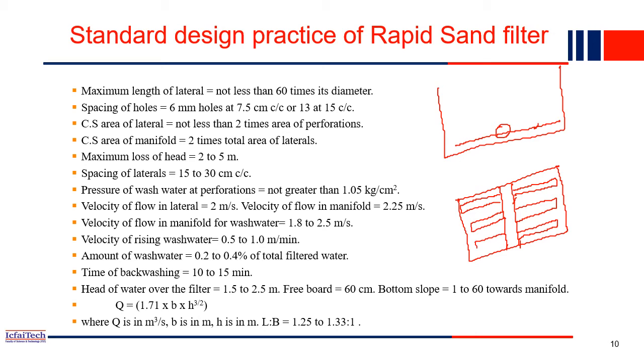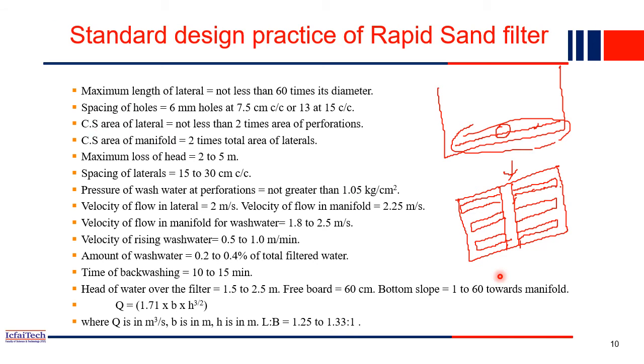This structure you will find at the bottom here at this level. This is the lateral. So first you have to find out what is the maximum length of the lateral, right? What is the length of this lateral? Normally the maximum length of lateral is not less than 60 times of its diameter. 60 times of the diameter of this lateral, right?